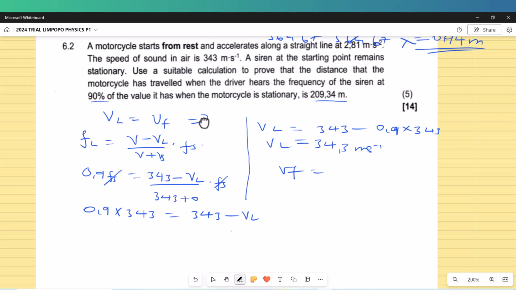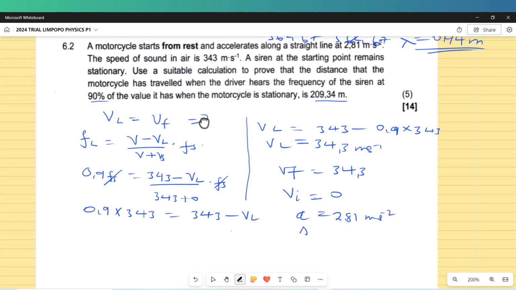So my V final is going to be 34.3 meters per second. Now remember, we start from rest, meaning V initial was what? Was 0, like we said here. And then what are we looking for? It is acceleration. It gives us 2.81 meters per second squared, okay?